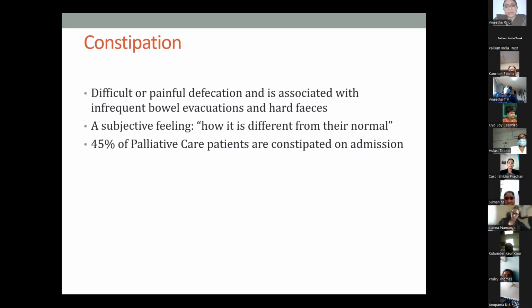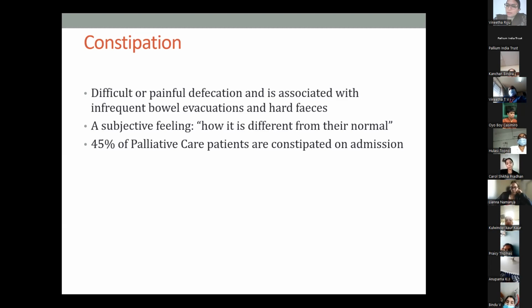Difficult or painful defecation is also associated with infrequent bowel evacuations and hard feces, and that is when we call it a constipation. And always ask how different is it from your normal. And 45% of palliative care patients are constipated.